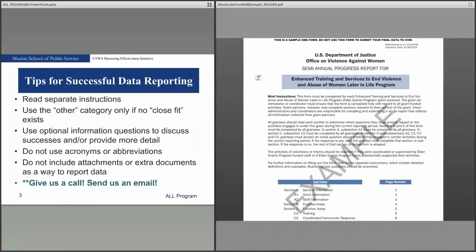We ask that you try not to use acronyms or abbreviations in your data. If you do use an acronym, please provide an explanation in each question where you do use that acronym. Finally, do not send attachments or extra documents combining data that is asked for in the report. Only data that is contained in the reporting form itself will be received and analyzed by Muskie's VAWA team. And if you ever have any questions, please give us a call or send us an email. We are here to help you and will happily work through any scenarios or questions you might have about your report.